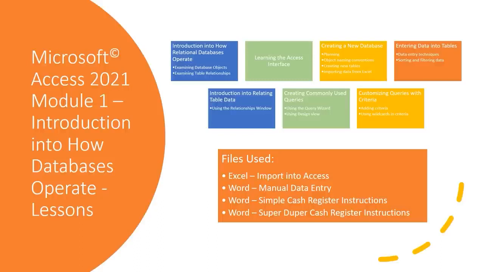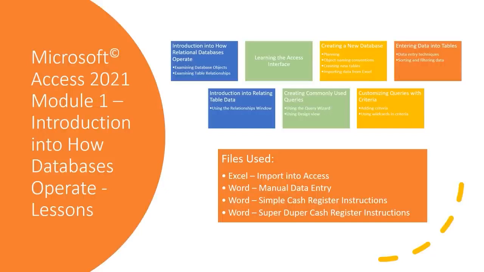And then you'll get to use what's known as the relationship window to create relationships between the tables that we create in our new database. We'll move on to creating commonly used queries. We'll be using the query wizard as well as creating them pretty much from scratch using what's known as design view. And then we're going to customize queries with criteria. So you'll learn how to add criteria and also how to use wildcards in criteria.